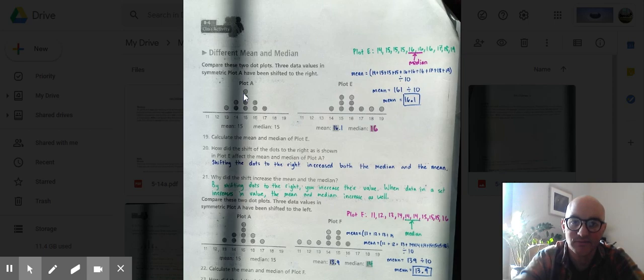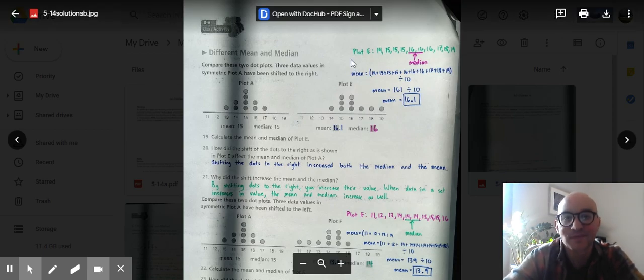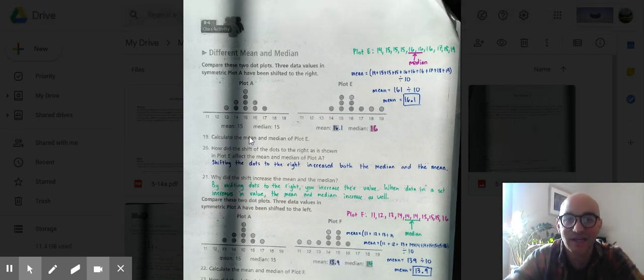And I'm sorry, I forgot. 15 would have shifted over to, let's see, 18, I'm sorry. I skipped 18, but anyway, we shifted three dots to the right. First thing we need to do is calculate the mean and median of plot E.